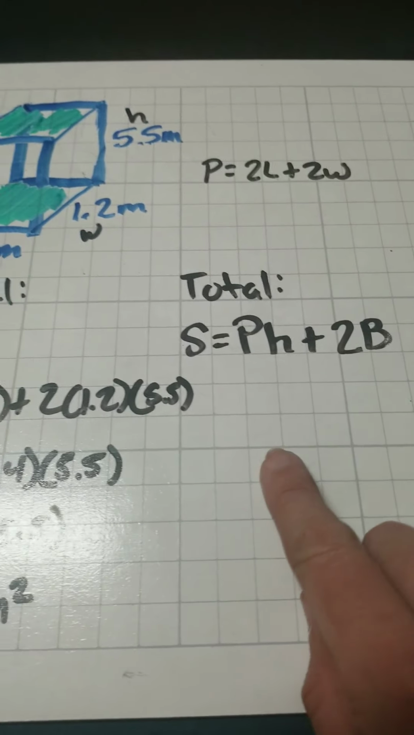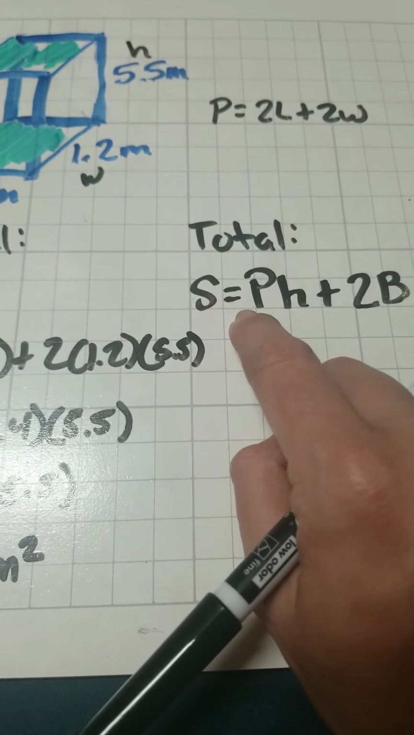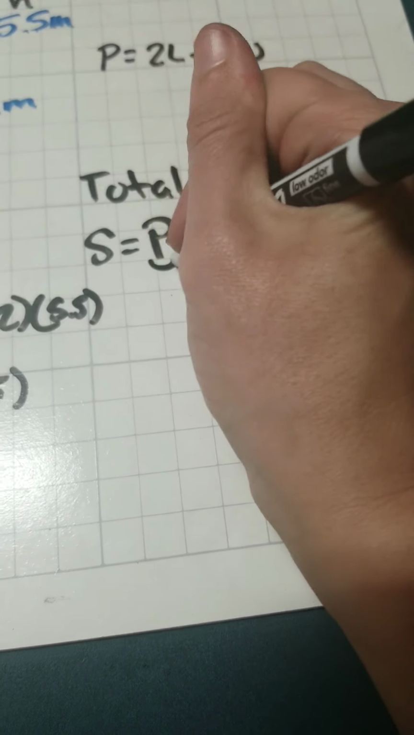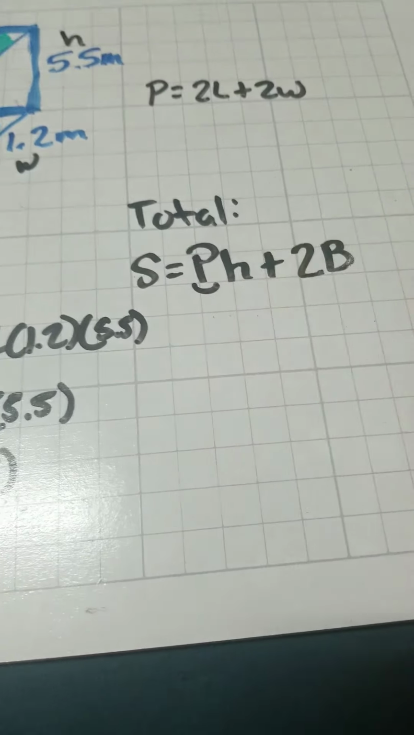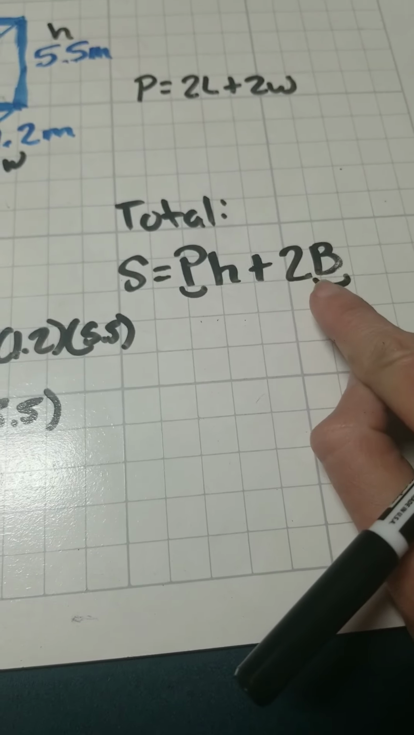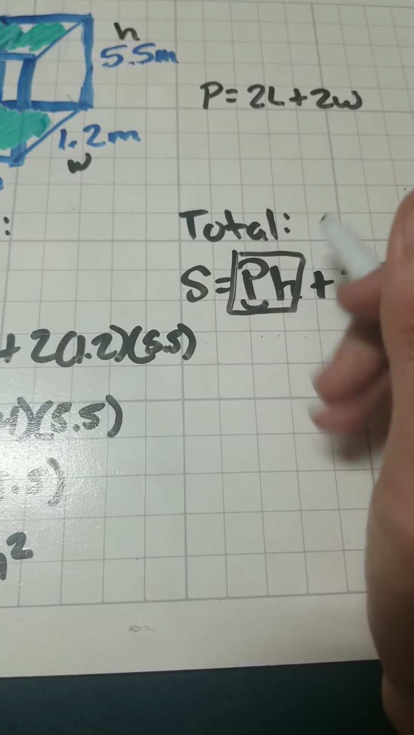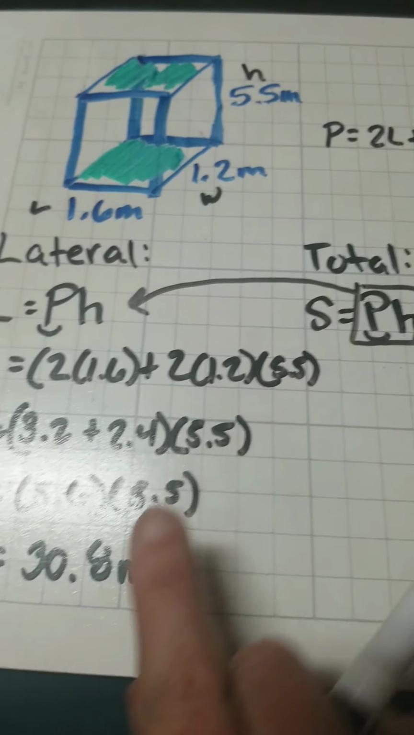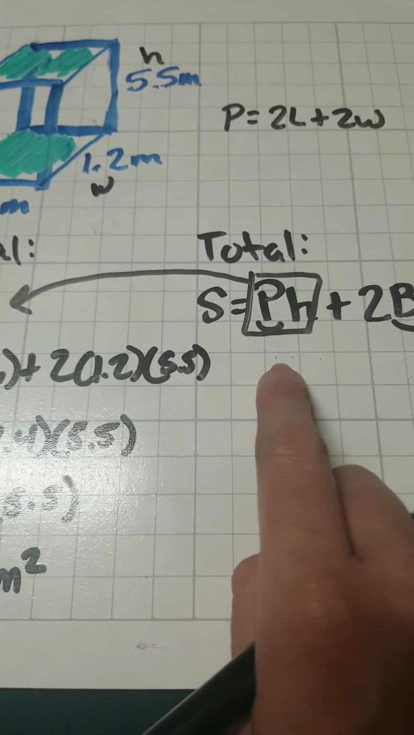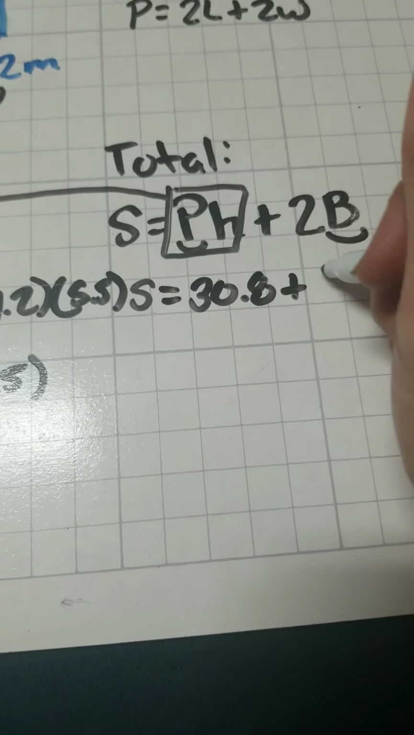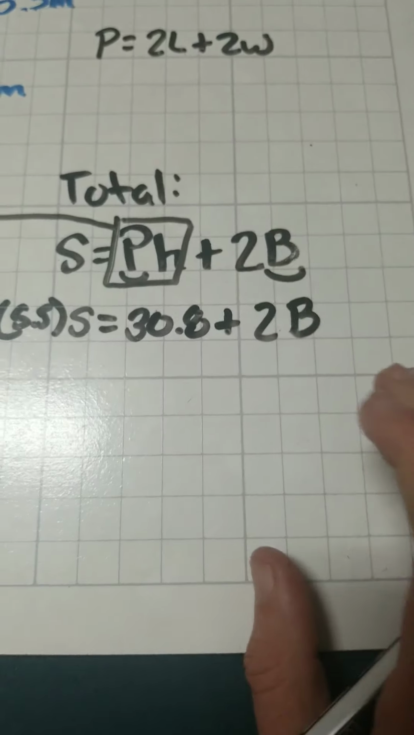Now we're going to talk about our total surface area. Our total surface area is perimeter of the base times the height plus 2 times area of the base. The big P means perimeter of the base, and the big B means area of the base. This perimeter of the base times the height, we already did that over there, so I'm not going to redo it. I'm just going to plug this number in place of that formula. So the total surface area is 30.8 plus 2 times the area of the base.